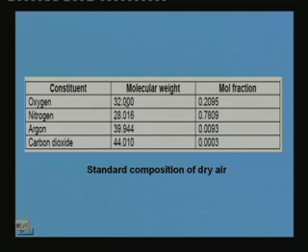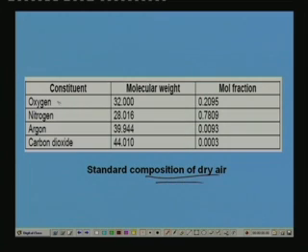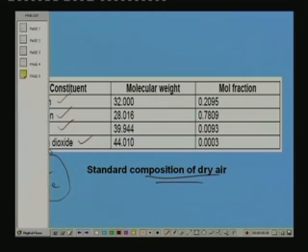So, what is the standard composition? According to this committee, this is the standard composition of dry air. It consists of oxygen, nitrogen, argon, and carbon dioxide. Of course, it also consists of many other gases such as hydrogen, helium, etc. But the concentration of these gases is very small. As a result, it was decided by the committee that dry air means essentially these 4 components.